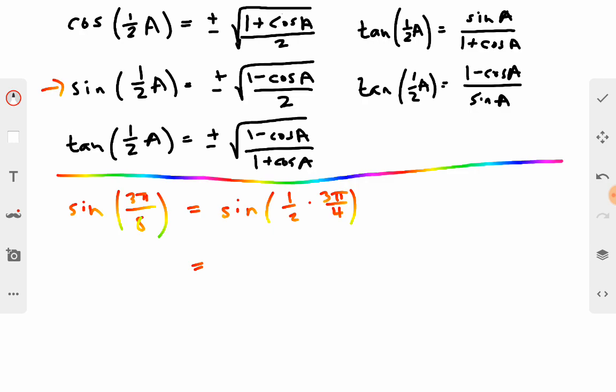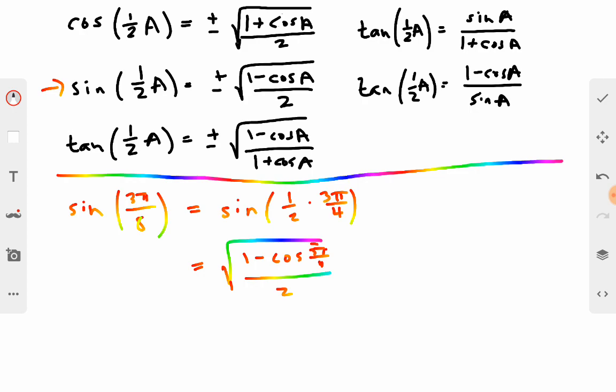So this is going to be equal to plus or minus. 3 pi over 8 is in the first quadrant because 3/8 is less than 1/2, so it puts us in the first quadrant. So we're going to take the positive root because sine is positive in the first quadrant. Okay, so plugging this in, we're going to have 1 minus cosine 3 pi over 4 over 2. That's all underneath the square root.